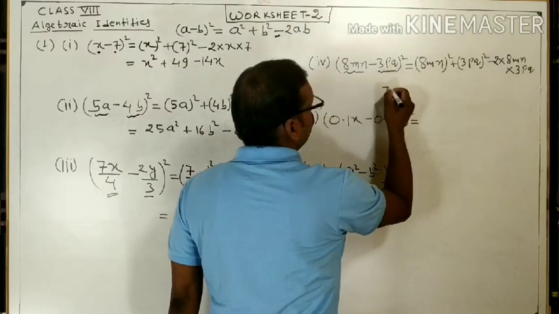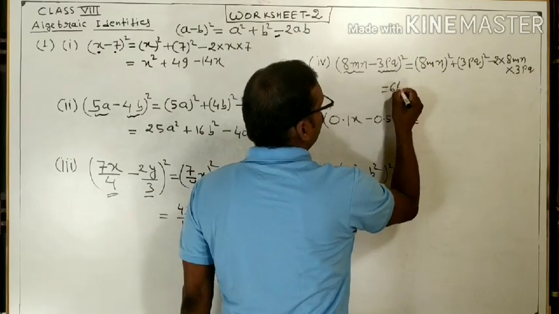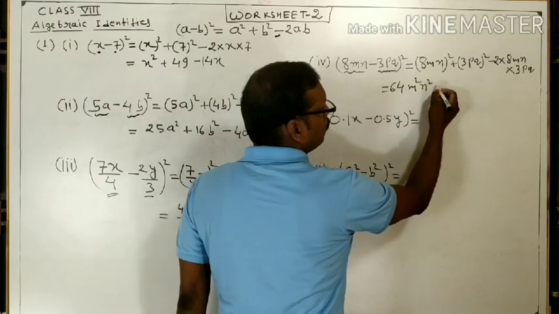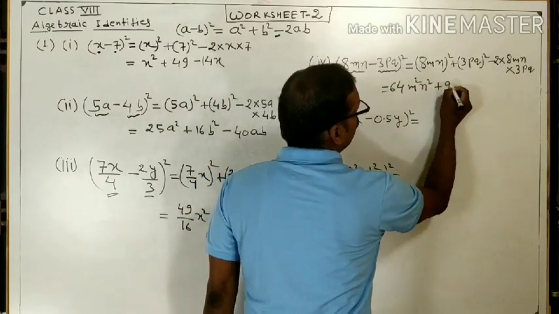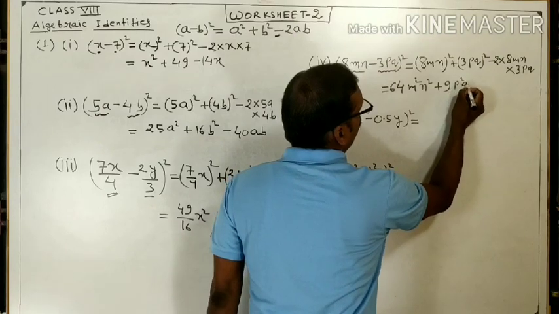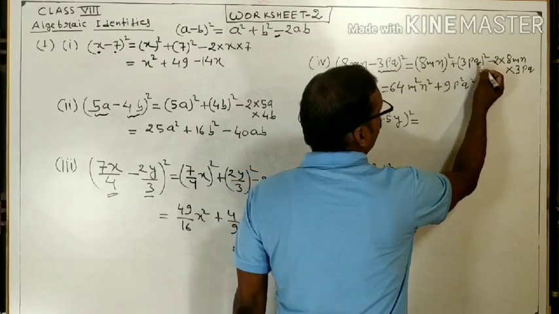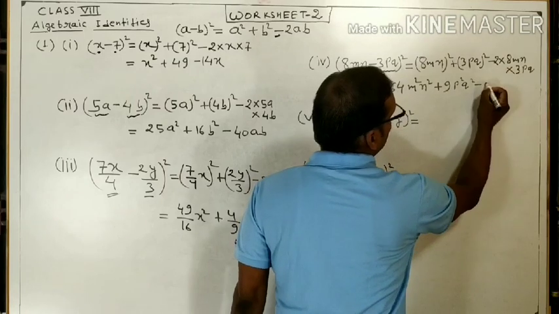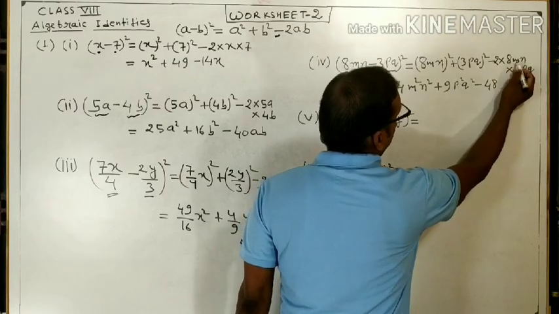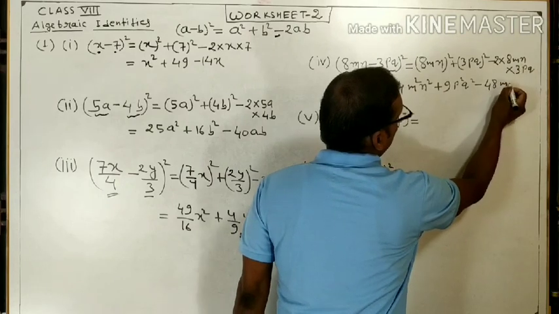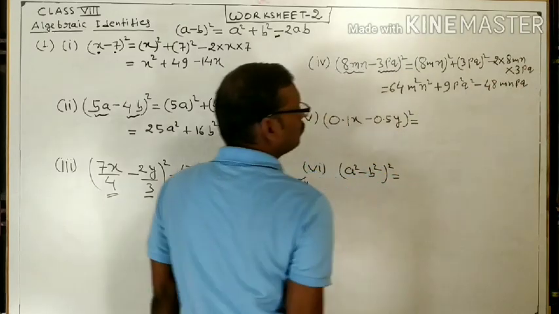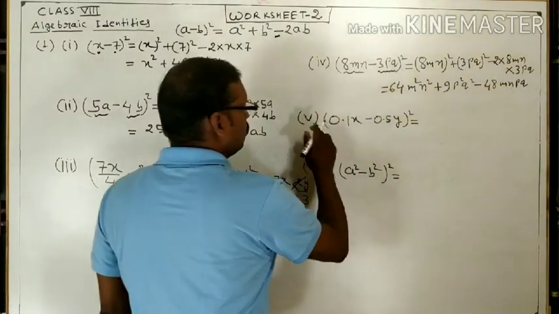Now solve this. 8 square, 64 m square n square, plus 3 square means 9 p square q square. p square and q square write separately. Minus 8 twos are 16, 16 threes are 48, and mnpq. Write down the product of mnpq as it is. So this is the required answer.